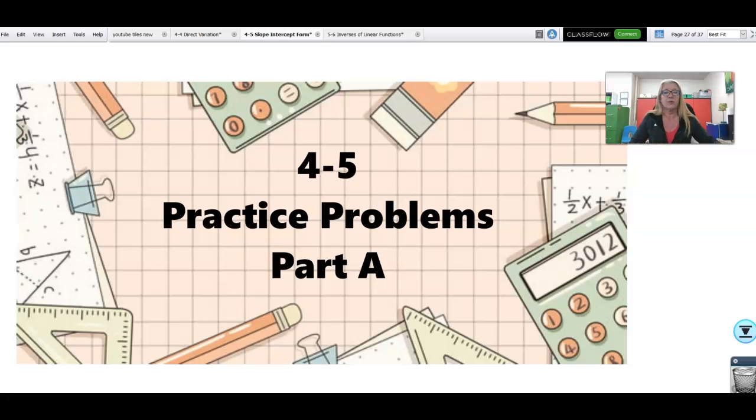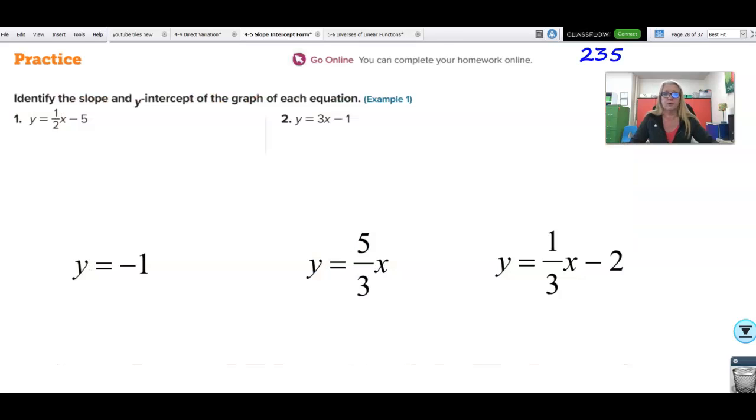Okay, so you're going to be working in your workbook. I have had to add some extra examples because the reveal doesn't have a whole lot of examples. I just kind of give you one and assume you've got it. And I don't want to make that assumption. We're going to be starting in your workbook on page 235.